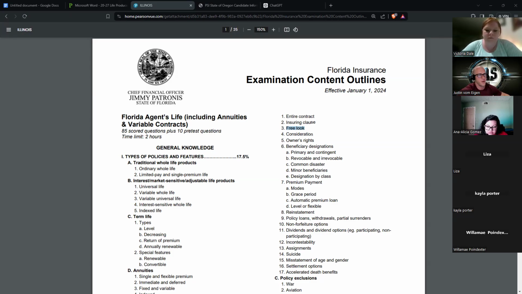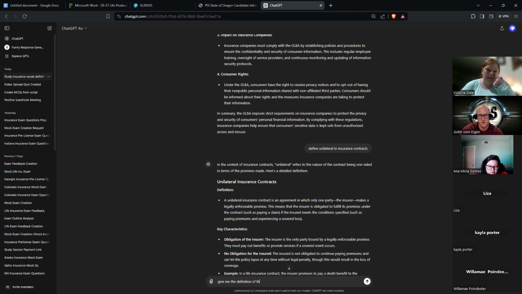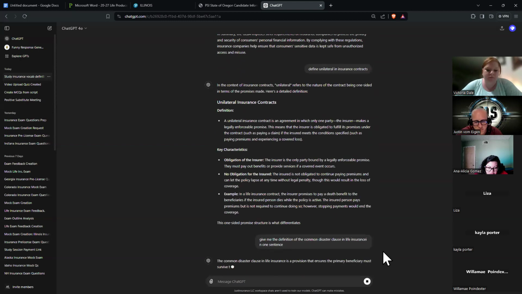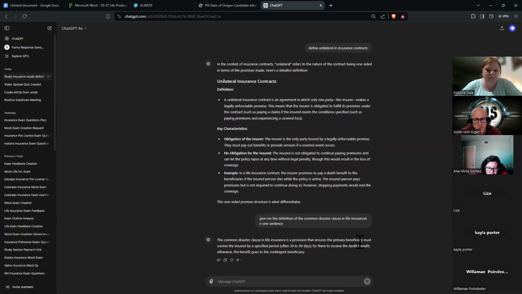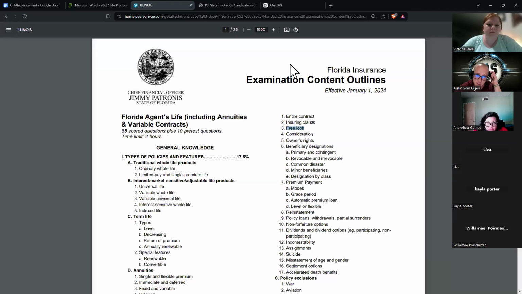A common disaster. Pretty sure the common disaster means that if the insured and the primary beneficiary are in a disaster, it's assumed that the primary beneficiary died first. Let me give the definition of the common disaster clause in life insurance in one sentence. The primary beneficiary must survive the insured by anywhere from 30 to 90 days to receive the death benefit. Typically, if the primary beneficiary and the insured are in an accident or a common disaster, say a plane crash, the primary beneficiary has to outlive the insured by 30 to 90 or 60 days or whatever, depending on the state, to receive the benefit.